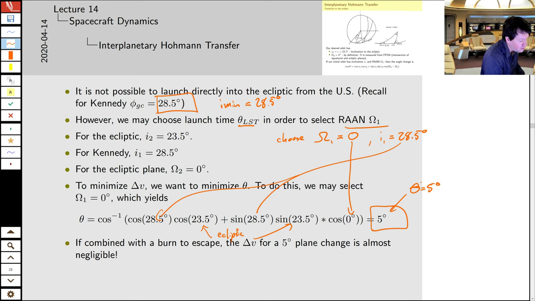Of course, Kennedy is a good launch site. There are higher latitude launch sites where you need larger plane changes, and lower launch sites where you can launch into any inclination you like.